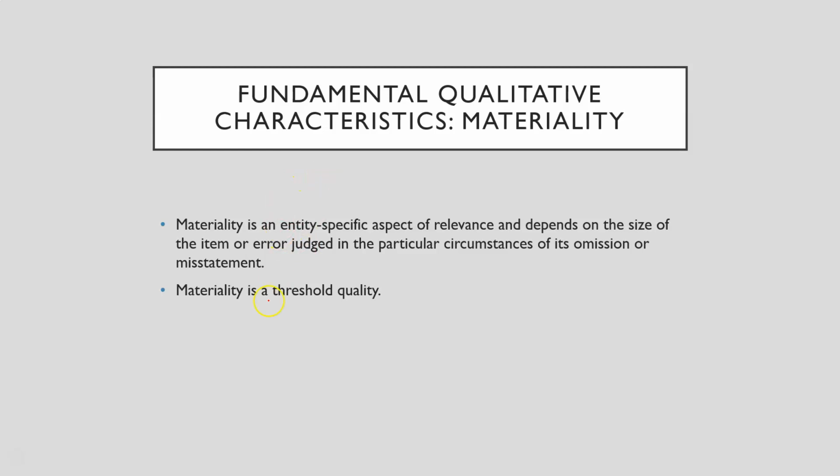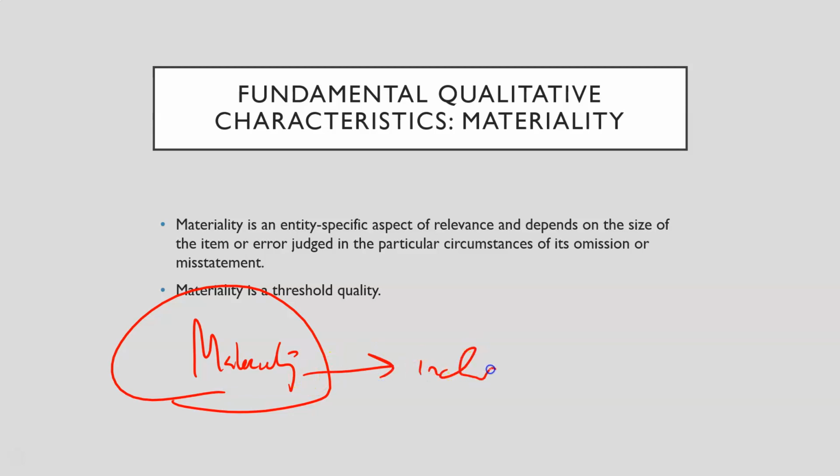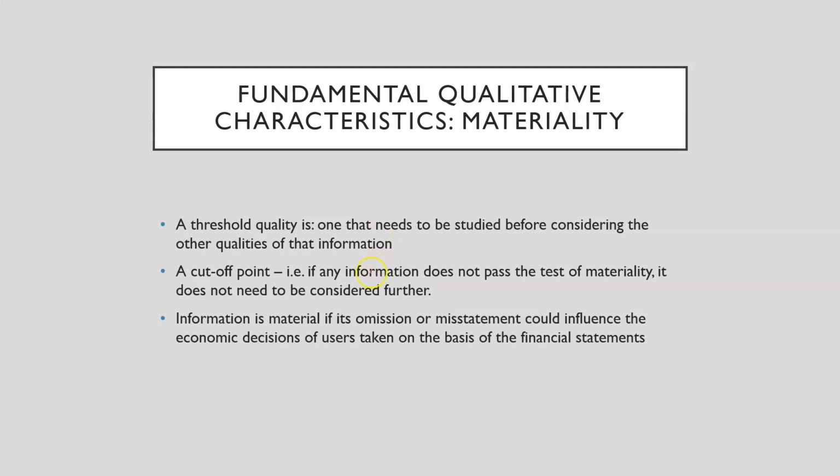Again, materiality is critical. Is it essential enough to be included? If it isn't, then we can omit it. We don't have to include it. But materiality is an entity-specific aspect of relevance and depends on the size of the item, if you like. So it's a threshold quality, very much connected to relevance and whether or not the omission would matter.